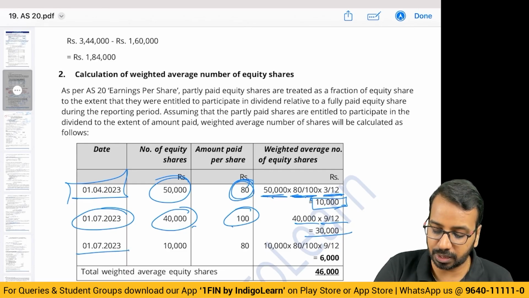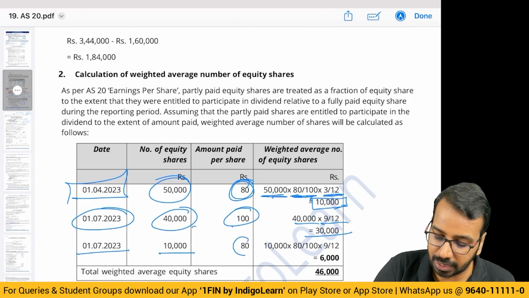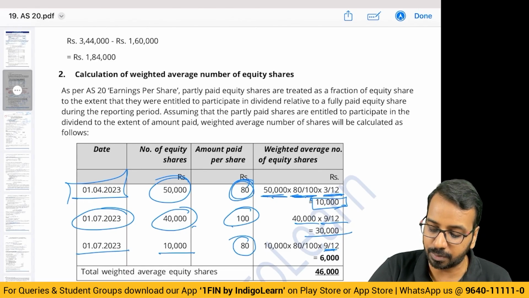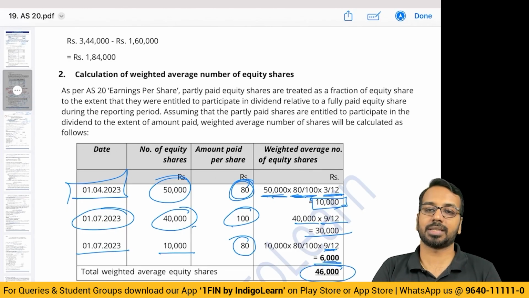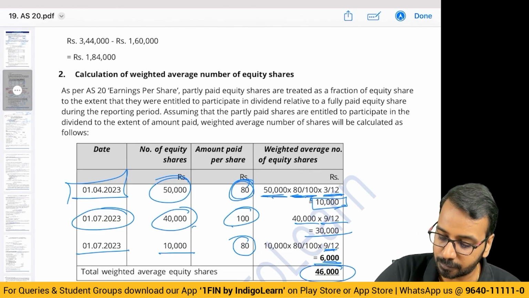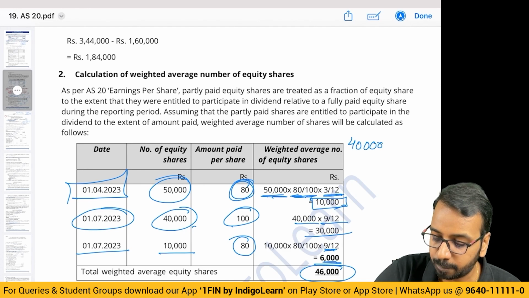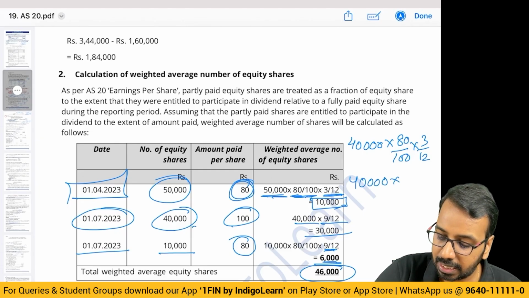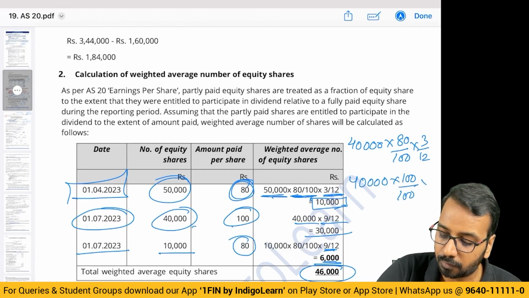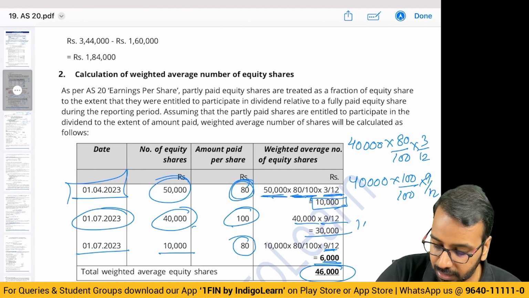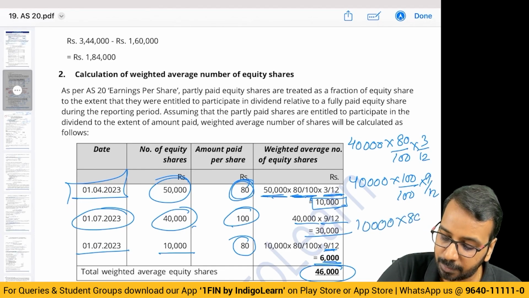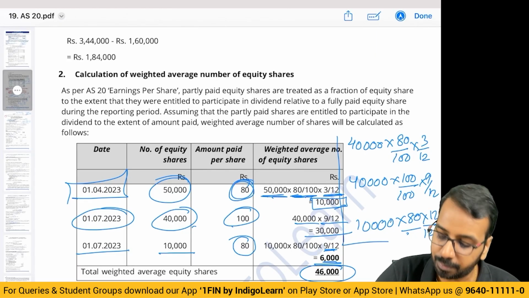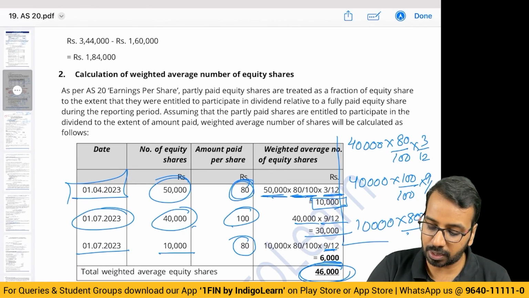And on 1st of July 23, these 10,000 shares, they have paid only 80. For the remaining 9 months, it is 6,000. Total becomes 46,000. The other way, what I told was, you consider 40,000 is 80 paid up for 3 months. Then 40,000 is 100 paid up for 9 months. Then 10,000 is only 80 paid up for full 12 months. So this also can be done. Okay, right? We got 46,000.